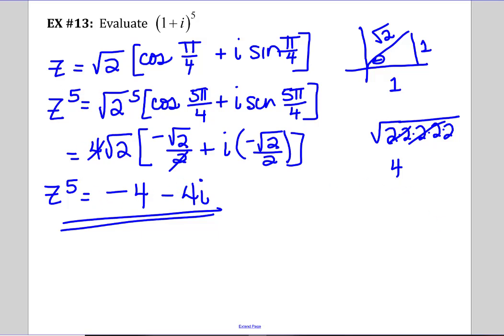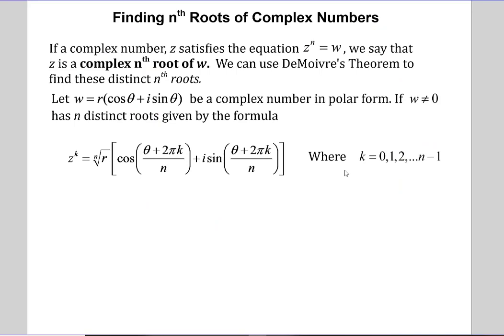And then the last skill we need in this section is if you have a complex number that satisfies the equation z to the n equals w, we can say that z is a complex nth root of w. We can use DeMoivre's theorem to find those distinct roots, where w is r cosine theta plus i sine theta in polar form. So here's what that looks like. This is our formula here. And you can see that we're taking our angle argument and adding 2 pi k over n, and same thing on the sine, adding 2 pi k over n. So let's give this a try.